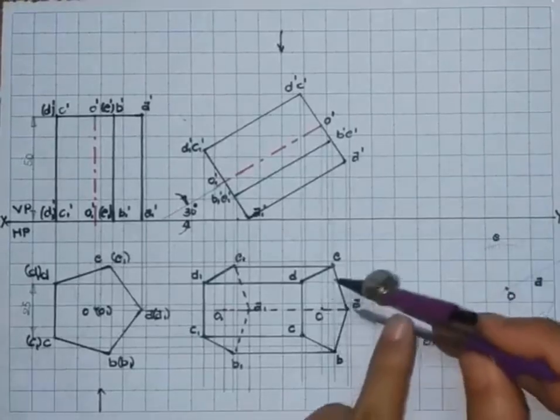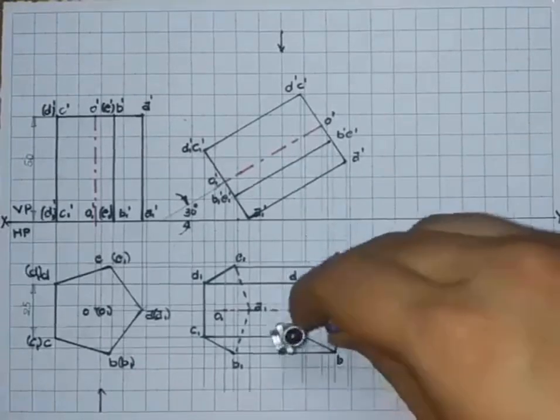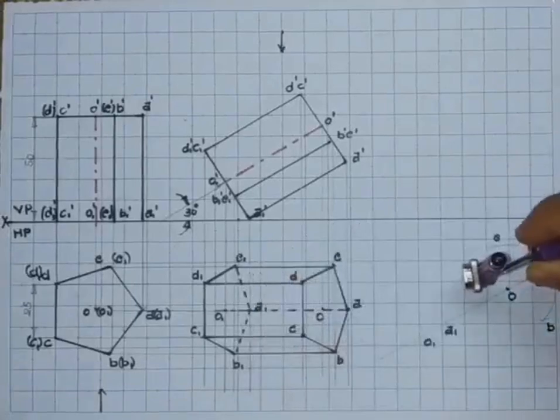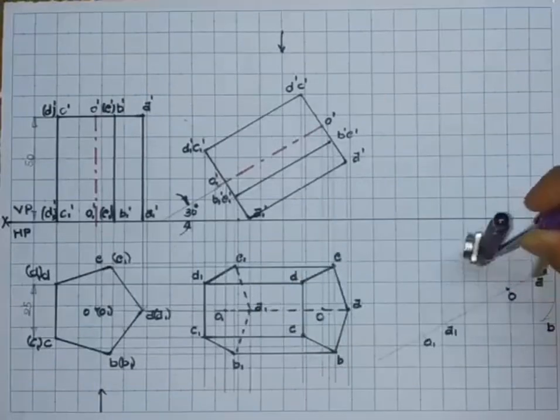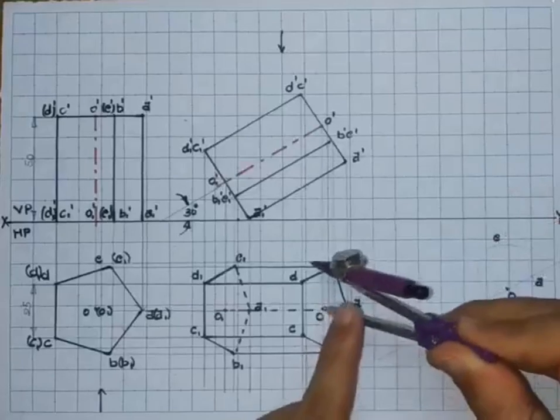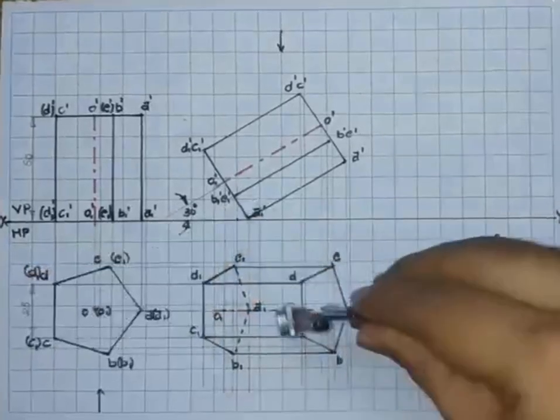Similarly, measure A to D and A to C, cut an arc A to D and A to C. Then we measure O to D and O to C.